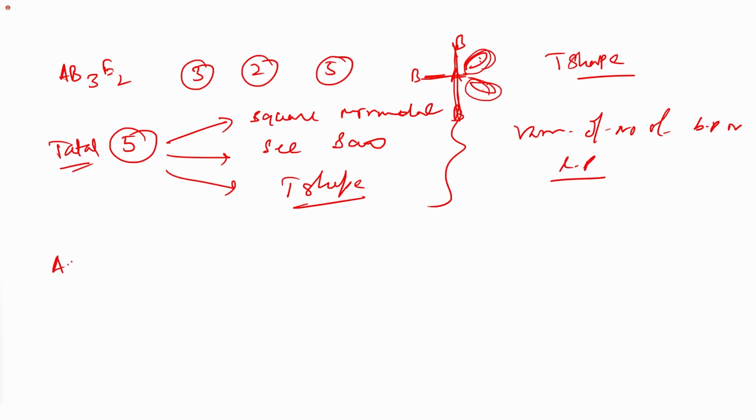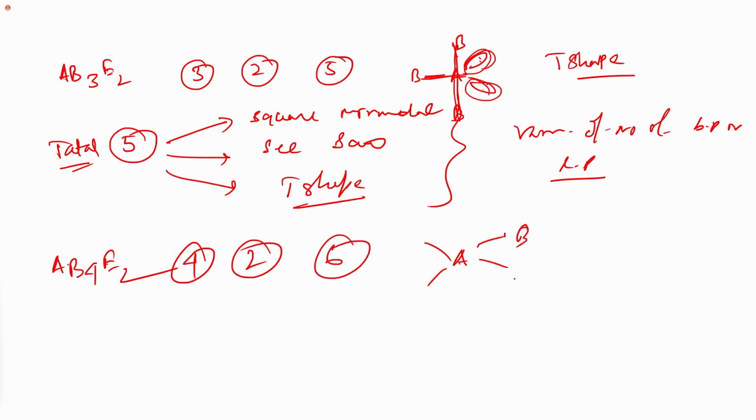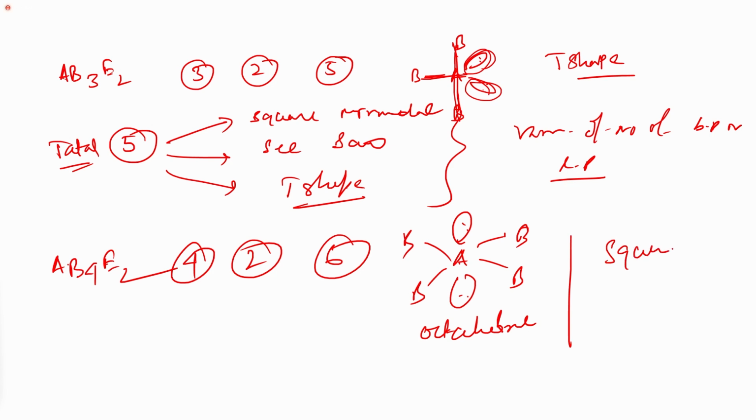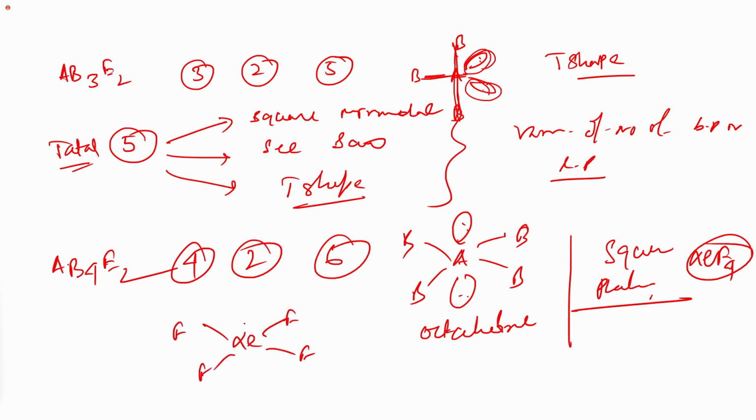Another thing, if you see AB4E2, that means 4 bond pairs, 2 lone pairs, so total is 6. So the structure will be: there is a boron, there is the boron, there is the boron, there is the boron, so the lone pairs will be in these positions. So the geometry is octahedral, but the shape is square planar if you eliminate these lone pairs and only consider the molecule. Like XeF4: xenon, the fluorine, the fluorine, the fluorine, and there are the lone pairs. So this is a structure and this is a shape.